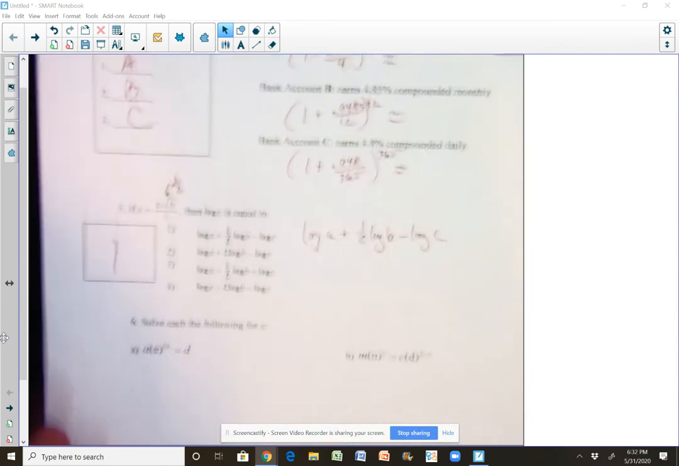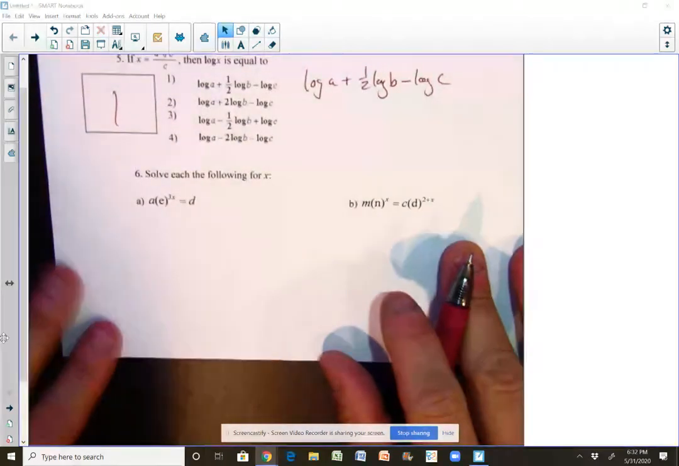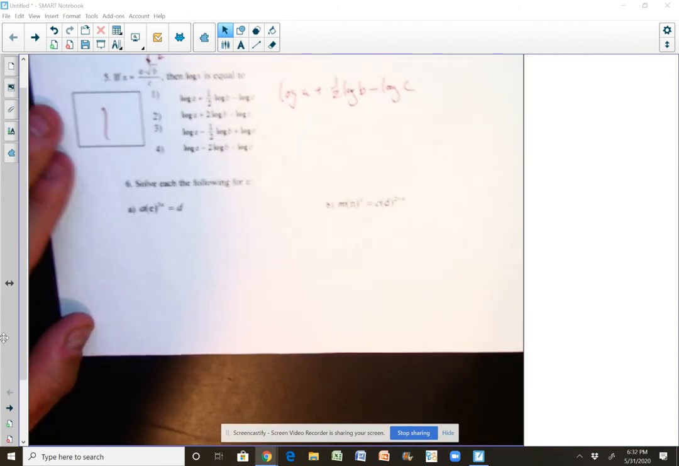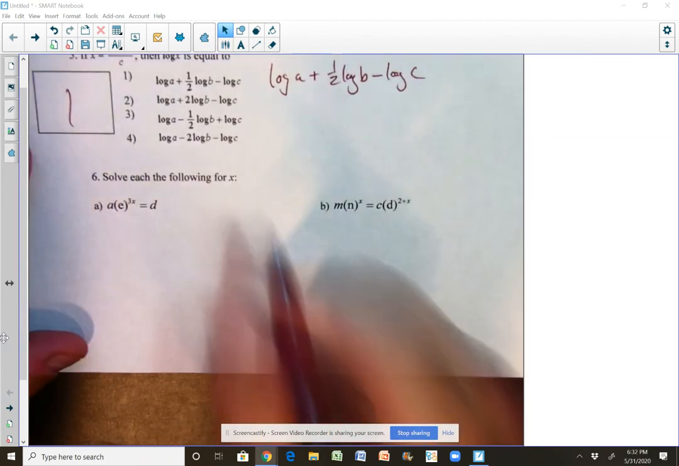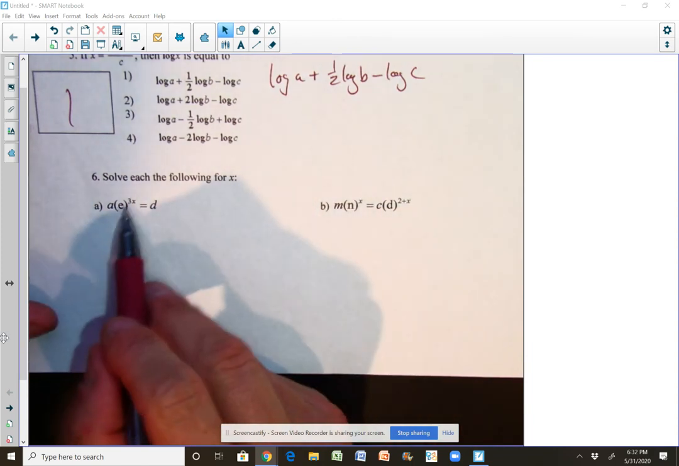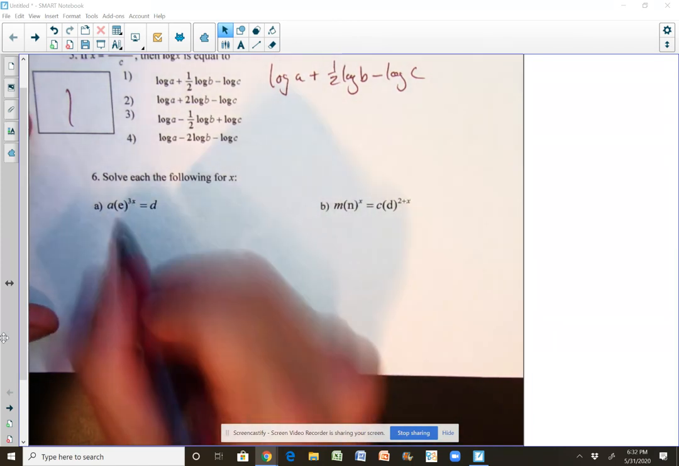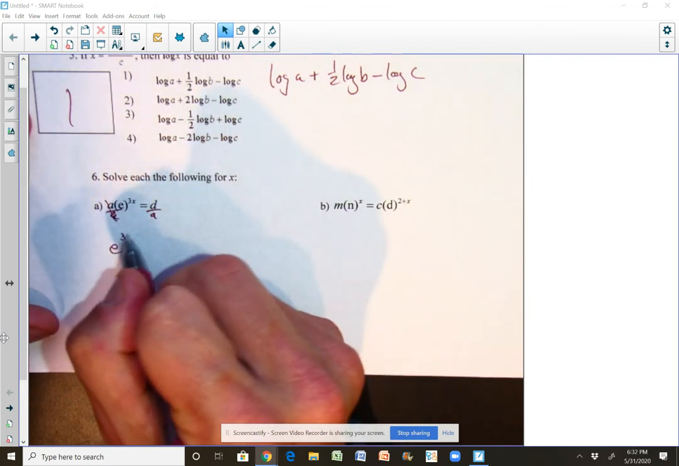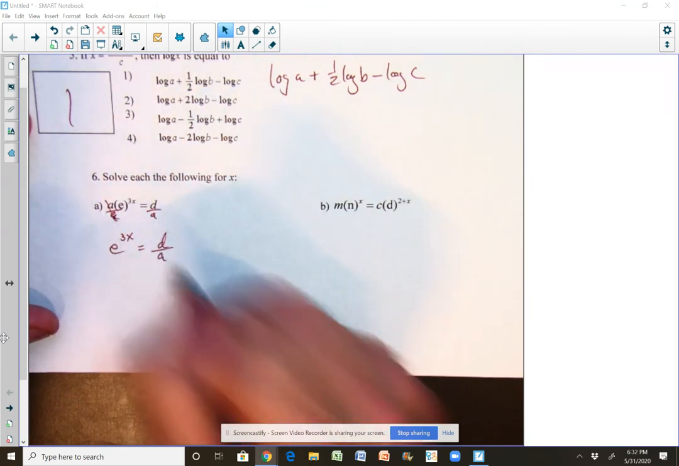All right, and then down near the bottom, all the algebra, solving these algebraically. So, oops, sorry there. All right, so we're going to set these up. The first one just has an exponential on one side and a constant on the other. So when that's the case, get the constants together. e to the 3x equals some number, d over a.